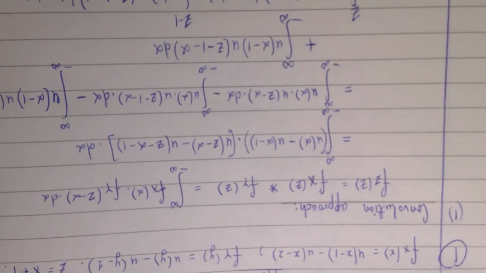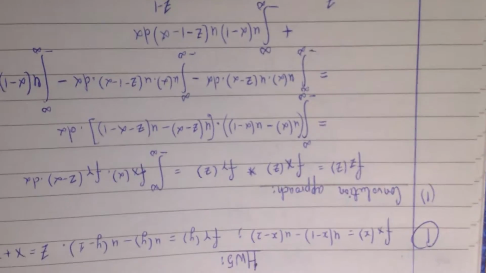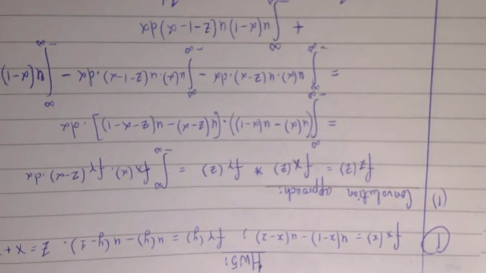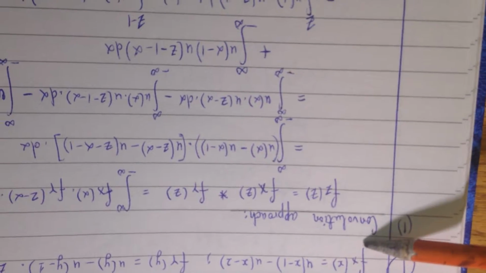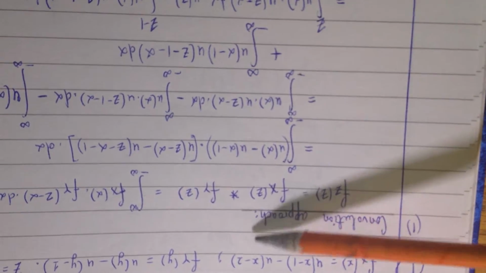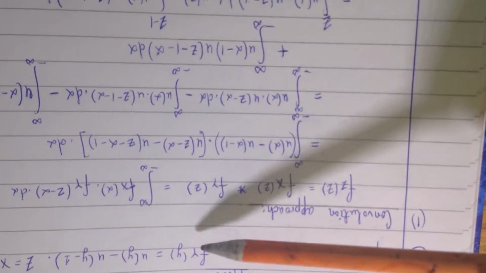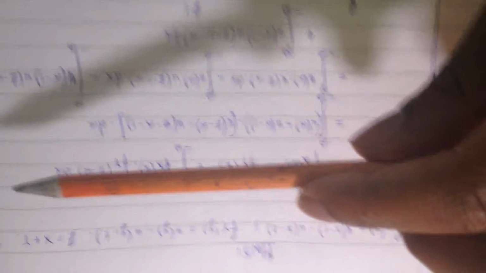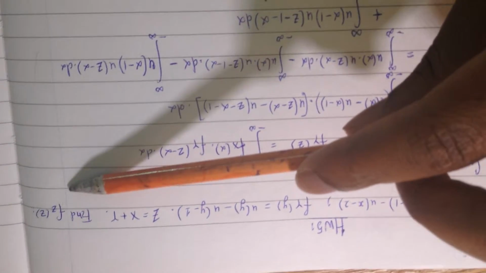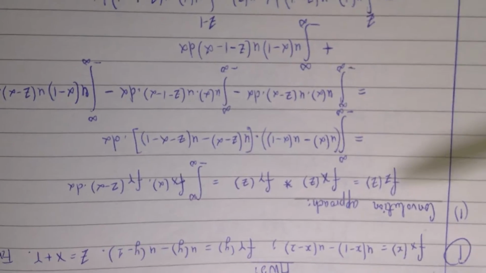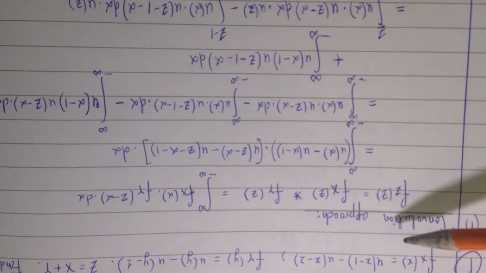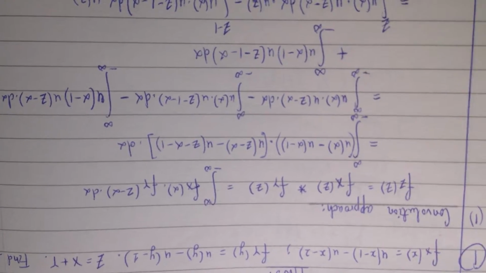In this video, I explain my solution to question 1 of homework 5, in which we are given two density functions, f of x given by this, and the y density given by this, and we are asked to find the density of z given that z is x plus y. You have to use two approaches, the convolution approach and the geometric approach.